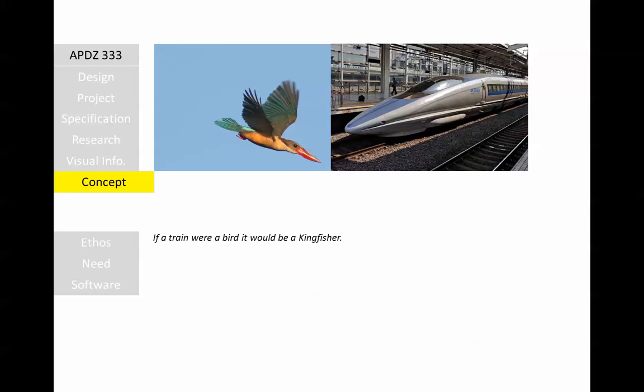If you were to change that and say if a train were a bird, it would be a pelican, well, that wouldn't work too well, because if you've ever seen a pelican dive after fish, it creates much more than a small little splash. So that's why it's important to be efficient and careful with what you select as your metaphor.